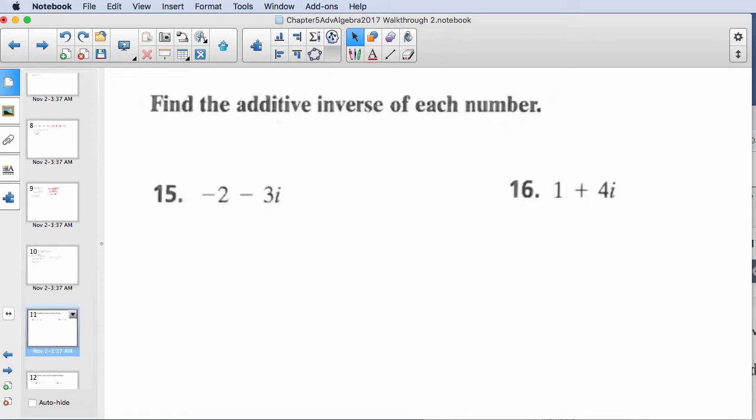Okay, the next two problems ask us to find the additive inverse of a number. That's the number that you add to an existing number to get you back to the origin or back to 0, or in this case for a complex number, 0 plus 0i.